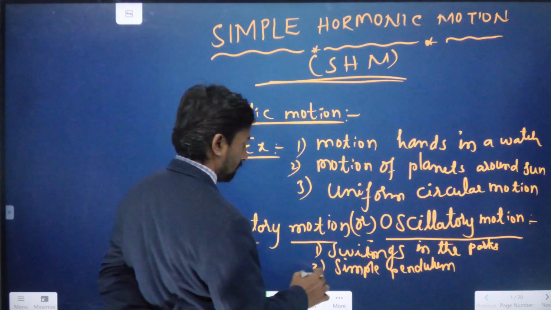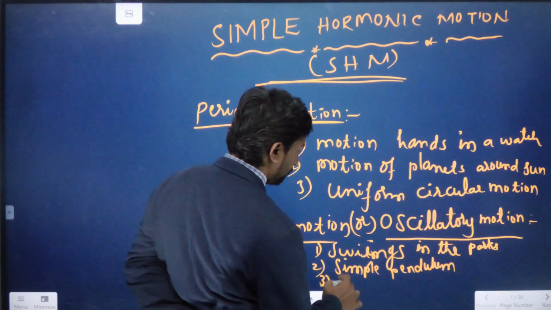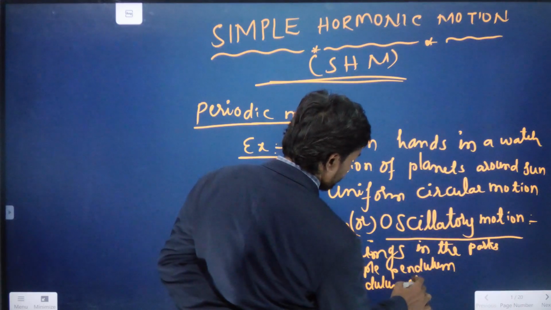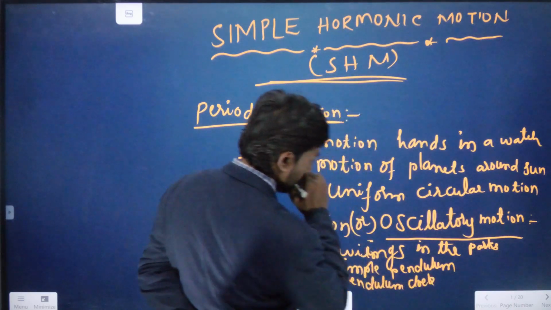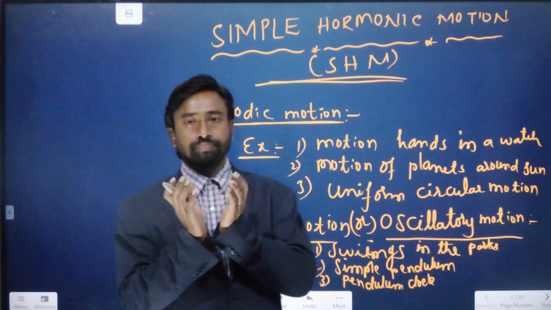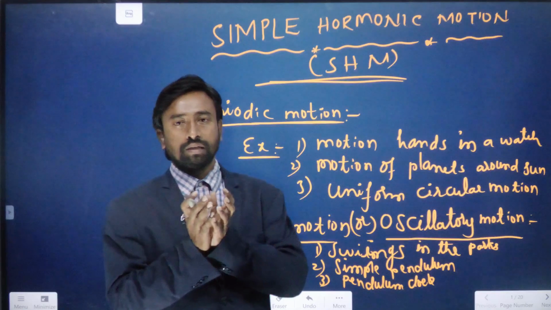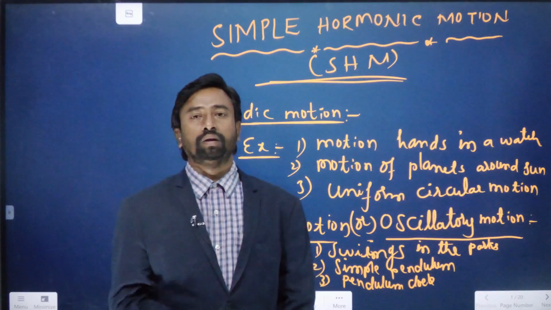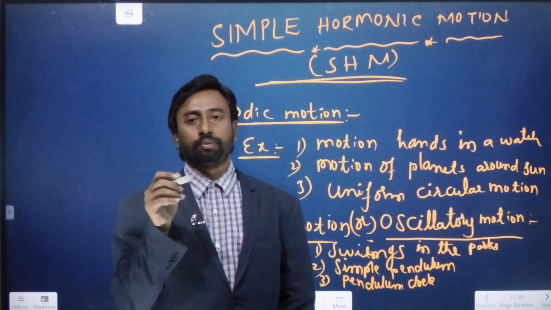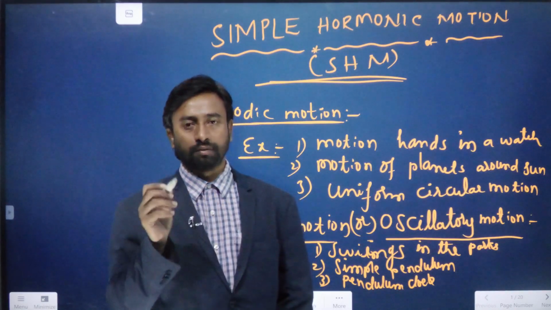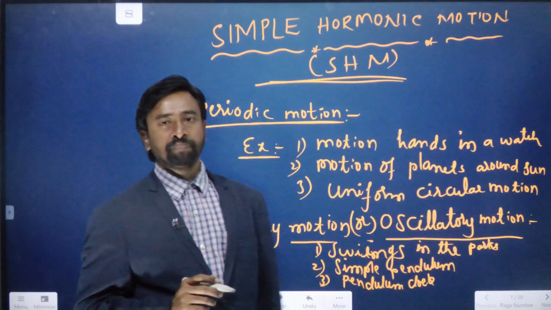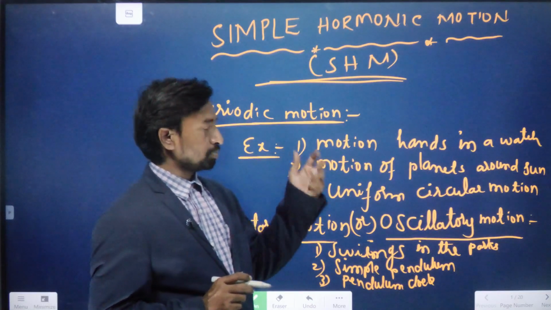Next one is the pendulum clock. We have pendulum clocks, wall clocks. They have a pendulum, a metallic sphere connected by a metallic rod, suspended from a rigid support. It oscillates to and fro, so that the seconds hand and minutes hand have repeated, periodic motions.